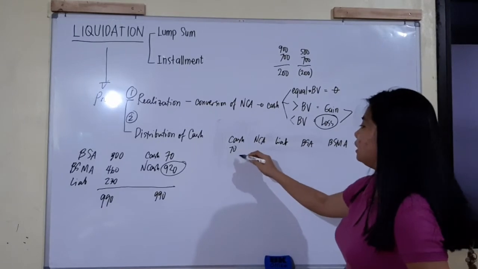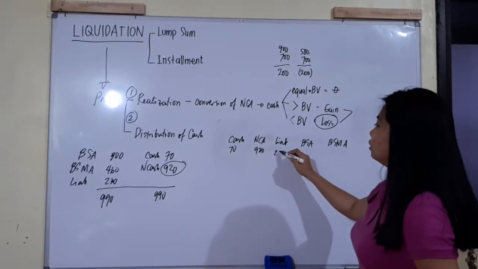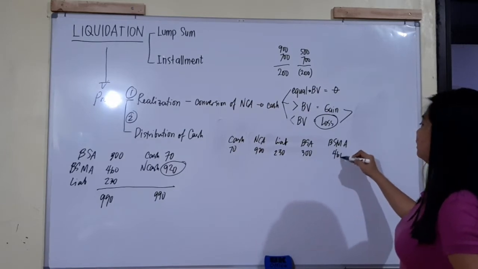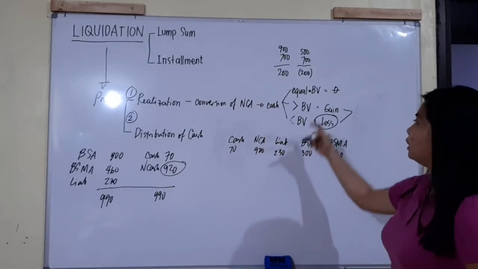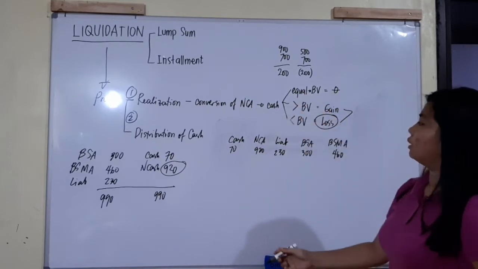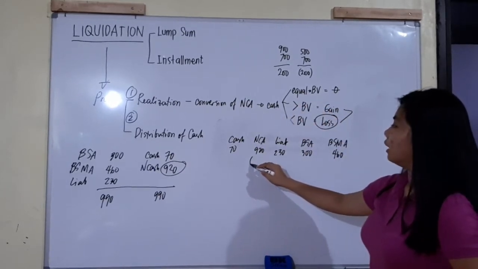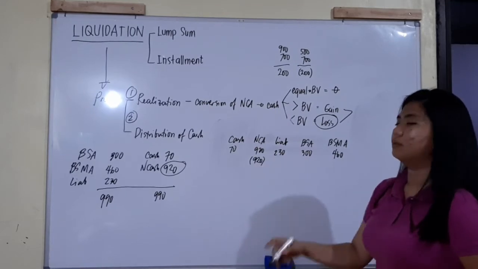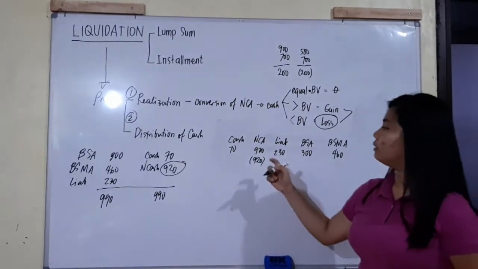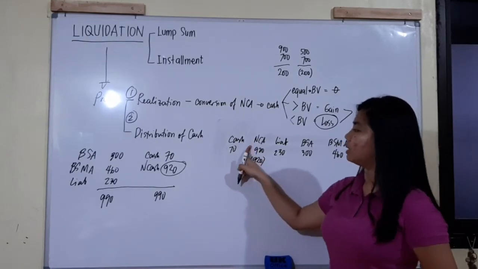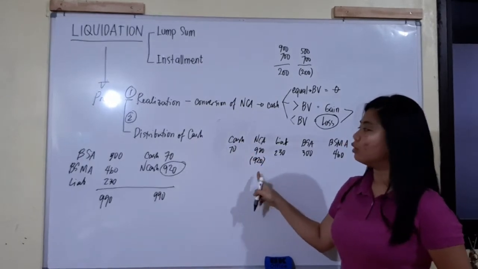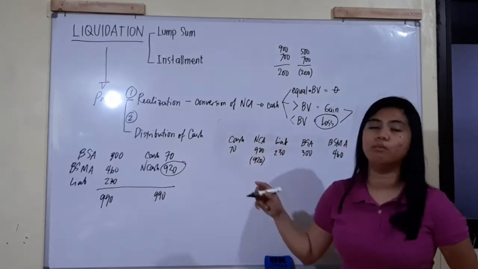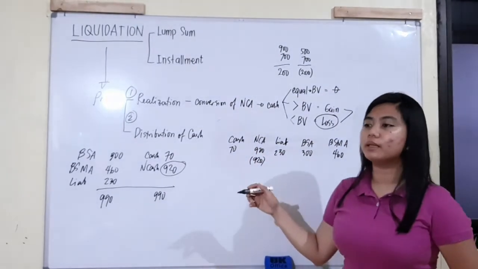We have here 70, 920, 230, 300, and 460. Okay? Assuming that it was sold equal to its book value, so, tatanggalin mo na yung non-cash asset mo kasi nga, binenta mo na to, okay? So, just take note of this reminder na kahit magkano mo itong mabenta, as long as ito yung binenta mo, tatanggalin mo to. So, yung tatanggalin mo yung buong amount na to, yung buong NCA mo or buong non-cash asset mo ay binenta mo na, okay?